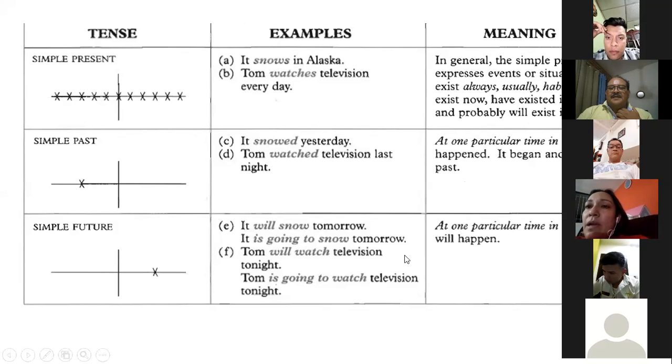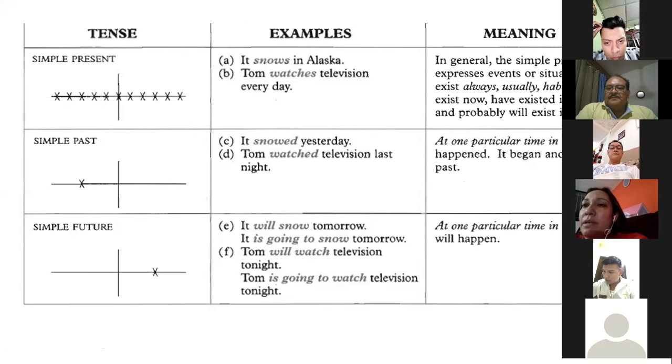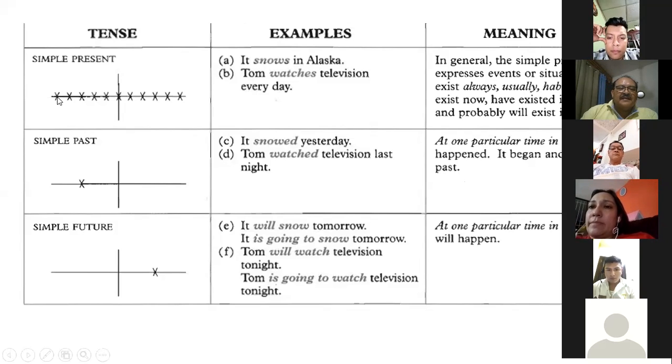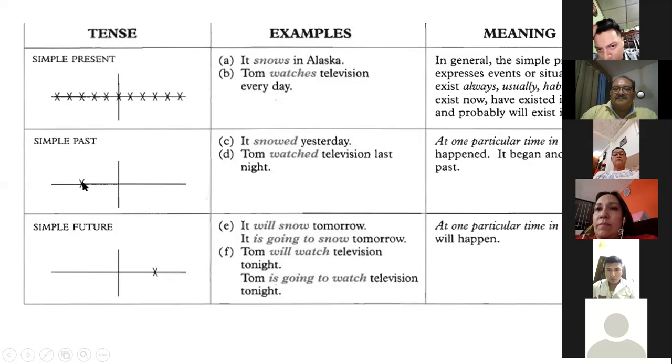At one particular time in the past, this happened. It began and ended in the past. Very good. Excellent. If you see, this is the simple present, an action that happened in the past, present, and might continue in the future. The simple past is a moment, one particular time in the past, yesterday, this happened. It began and ended in the past, right?